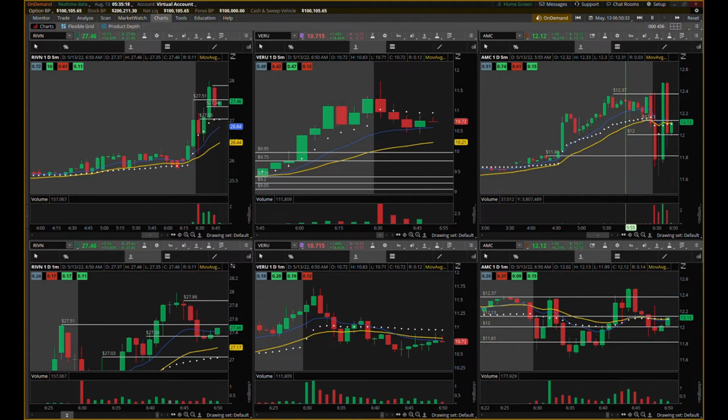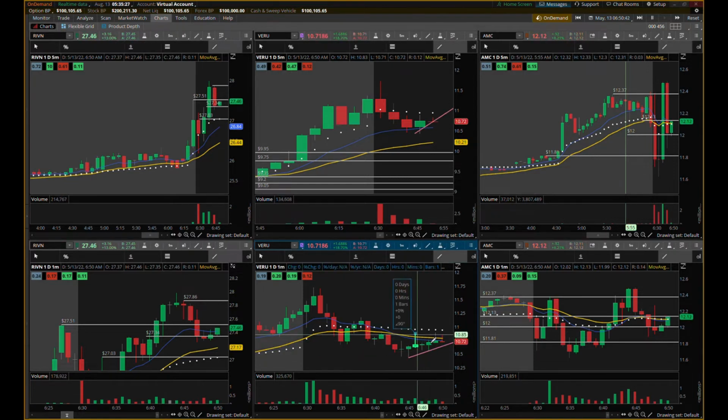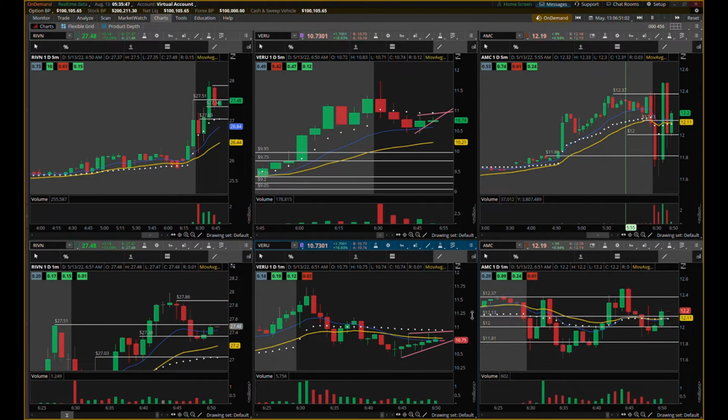But it didn't hold. Now you see this line here. This whole thing really... Anybody want to guess what that is? It's a bit of a bear flag. Kinda. Not the best example of one.